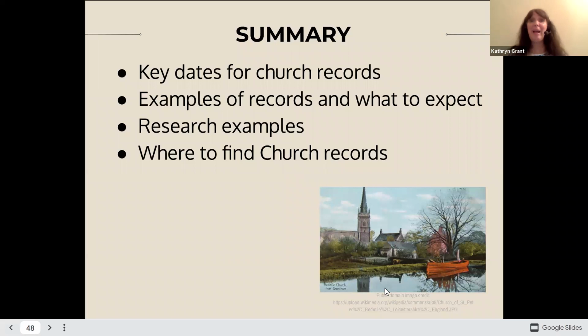Okay, so that brings us to the end of our class tonight. Just by way of summary, we went over the key dates for English church records. We gave examples of the records and what you can expect as far as printed forms, handwritten forms, format, and so forth. We walked through several research examples and then talked about where you can find these records.